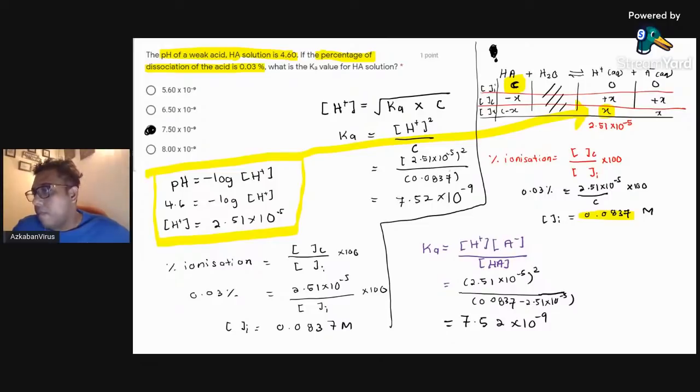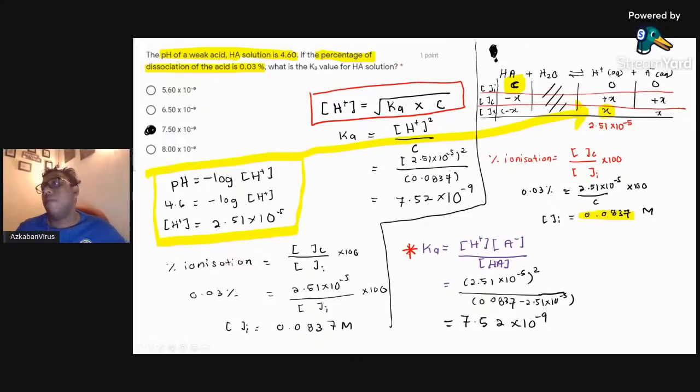Formula ini, formula dalam kotak merah ini, kita derive daripada sini. Ini adalah cara shortcut kalau nak buat tanpa buat ice table. Kalau tak yakin, buat guna cara ice table. Okey, boleh ikut.